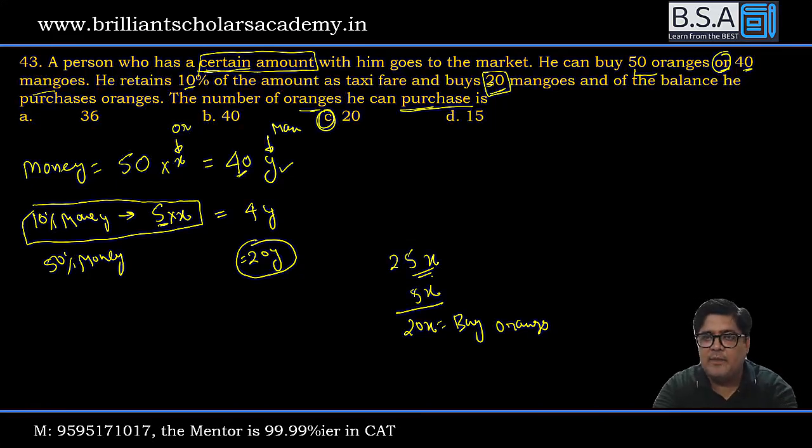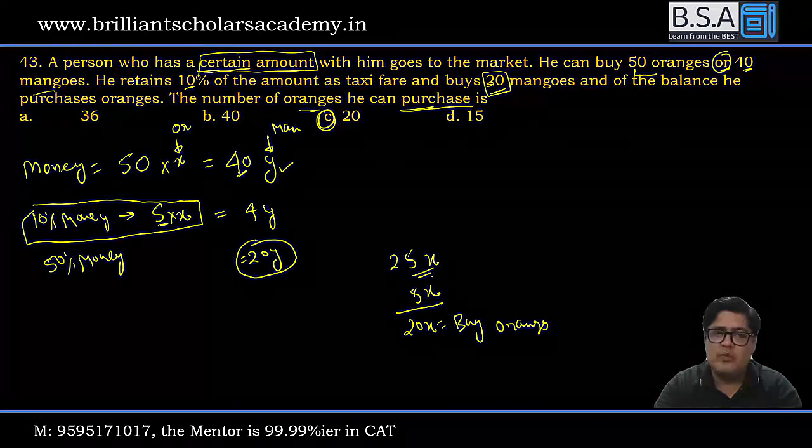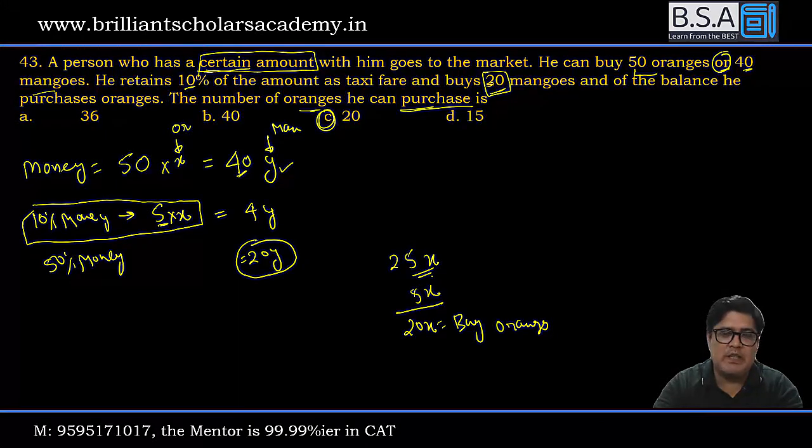Think clearly. You and I did not know the amount of money with this person. So I'm trying to manipulate 10%, 50% into quantity of oranges and mangoes. Observe that. We did not know the amount with this person, so we are trying to manipulate that through quantity.